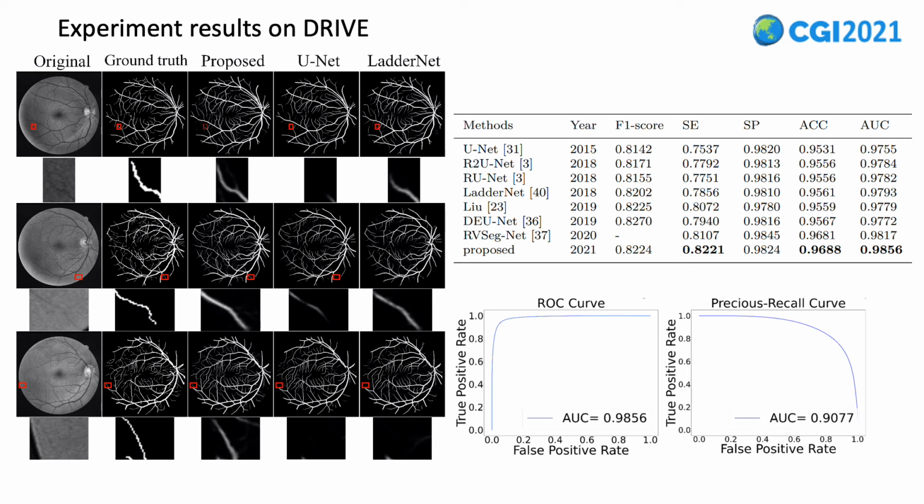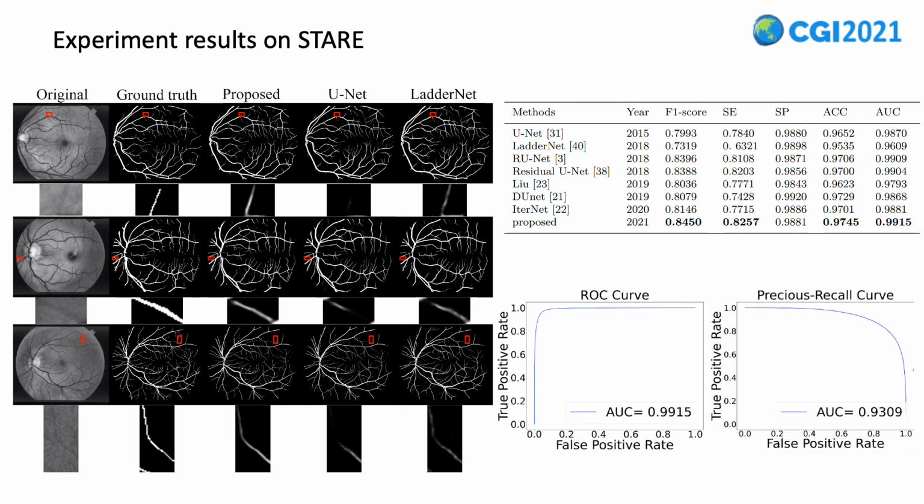0.9077. And these are experimental results on STARE dataset. We achieve best result on sensitivity, accuracy, F1 score, and AUC. The specificity is lower than the other method, and the area under the ROC curve is 0.9915, and the area under the precision-recall curve is 0.9309.